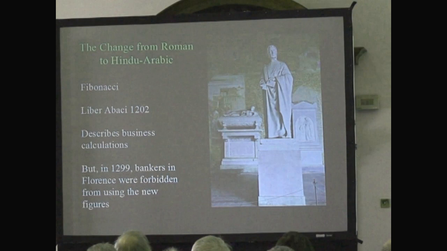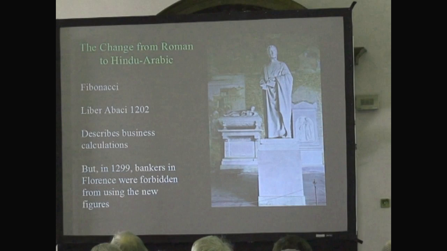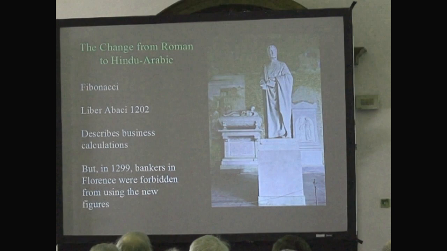But having said this, not much progress was made. By the end of that century, the bankers were forbidden from using the Arabic numbers. This is partly, I think, because of security. If you look at an old document with Roman numerals written on it, the last number has a little twist at the end to show that it's the last number. And I think they were unhappy to get rid of Roman numerals for security reasons. And they were quite happy with their calculation, presumably.